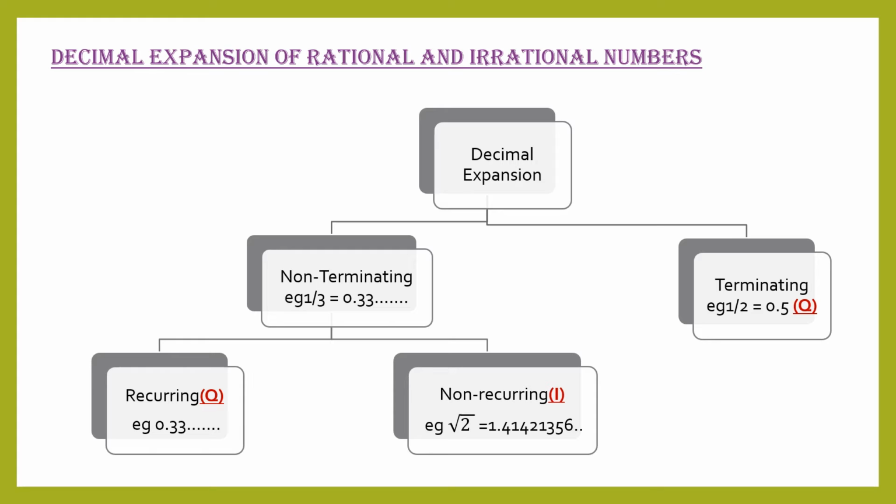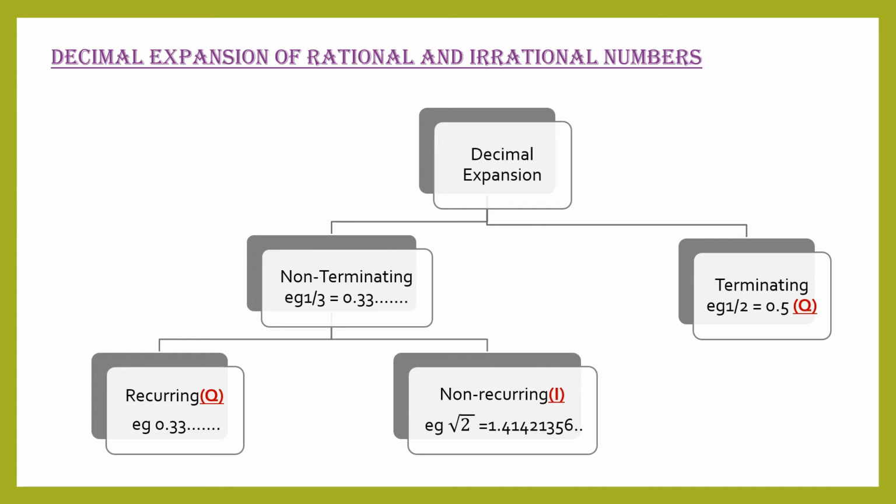Then if the decimal expansion is recurring or repeating, as we have taken example of 1 by 3, again 0.333, so 3 is continuing. So it is repeating. So the number will be rational. And if it is non-recurring, that is the digits are not repeated, then it will be irrational. As in root 2 expansion we get 1.4142135 and so on, continuing.